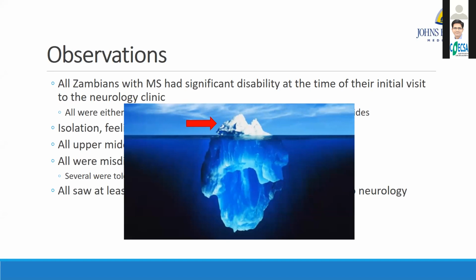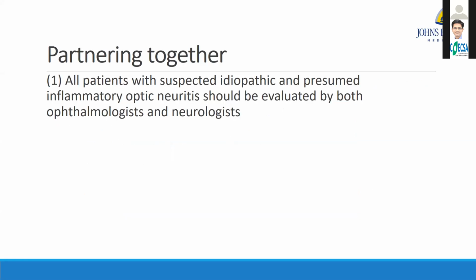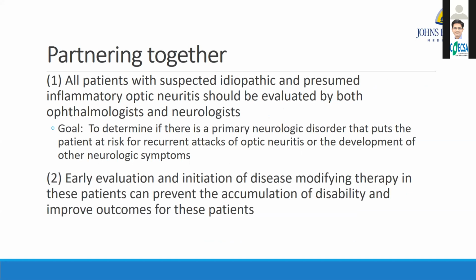And so I think it's really important that we raise awareness amongst providers that are likely to see these conditions so that we can get these patients diagnosed. And so what I hope my take-home message from this is that all patients with suspected idiopathic and presumed inflammatory optic neuritis should be evaluated by both ophthalmologists and neurologists, with the goal to determine if there's a primary neurologic disorder that puts the patient at risk for recurrent attacks of optic neuritis or the development of other neurologic symptoms. And it's important because early evaluation and initiation of disease-modifying therapy in these patients can prevent the accumulation of disability and improve outcomes.